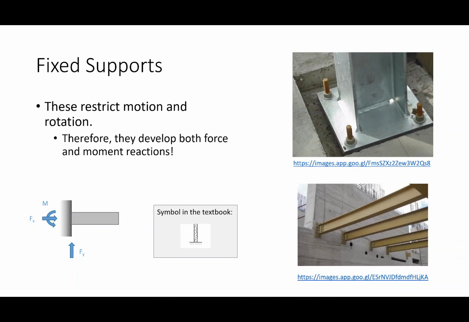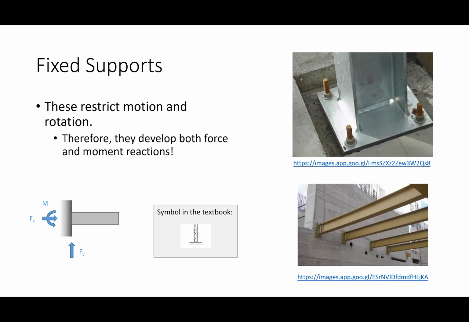Now, to be clear, again, what we're talking about are analytical models. Nothing in this world is infinitely stiff, or can perfectly prevent translation or perfectly prevent rotation. But they're strong enough that they can develop a shear or a moment for the purposes of design, and we design those connections as such. So for the purposes of analysis, we can consider those to be fixed. As a result, they develop both a force reaction and a moment reaction. And so fixed supports in 2D will have three unknowns: a force in the x direction, a force in the y direction, and an unknown moment. Okay, does that make sense? Bear with me so far?